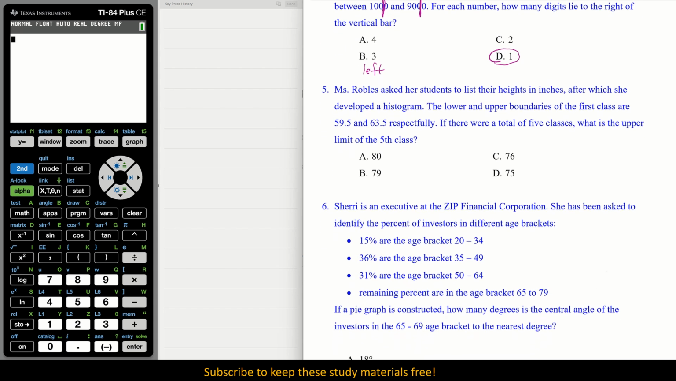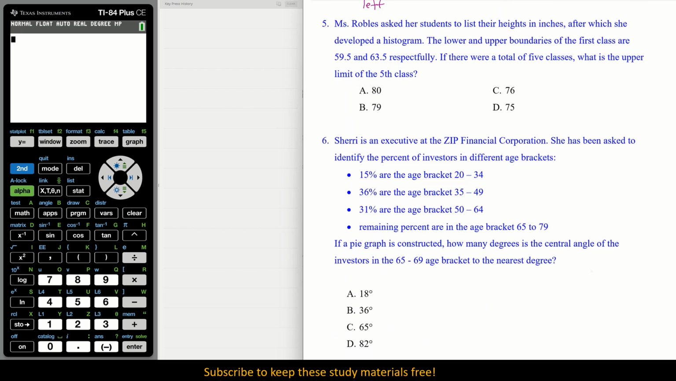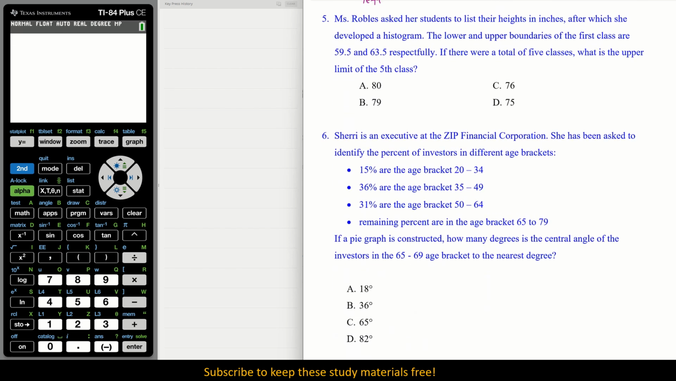Okay, so number 5, scoot up all the way. Ms. Robles asked her students to list their heights in inches, after which she developed a histogram. The lower and upper boundaries, now that's key, of the first class are 59.5 and 63.5 respectively. If there were a total of 5 classes, which is the upper limit of the 5th class? That means the highest limit. So we can just write those out.